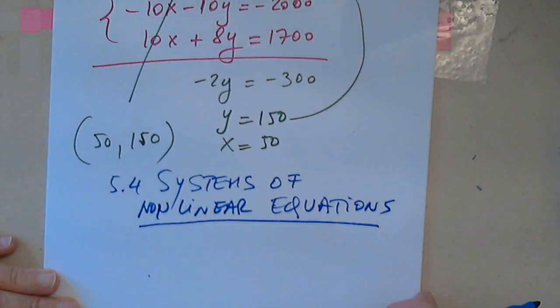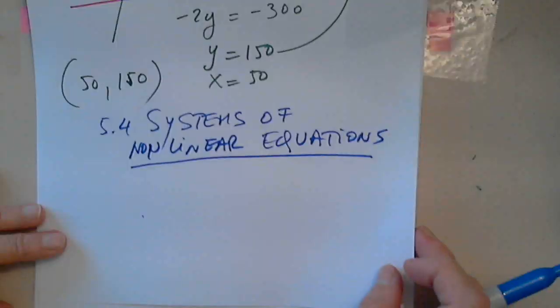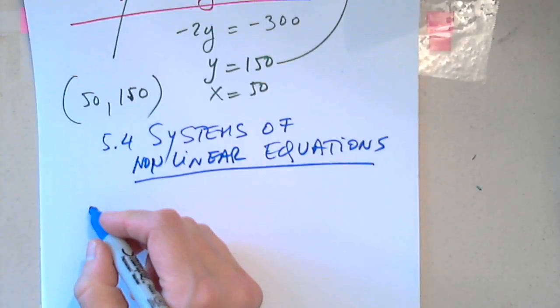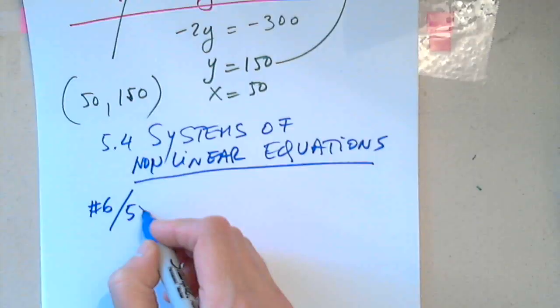Everything is the same idea, but of course we're not talking about lines here. We're talking about more sophisticated situations. The same method, substitution and elimination, everything the same, but you will see what happens and why they are different in a minute. They're not lines. Okay, so let's start with number 6 on 587.